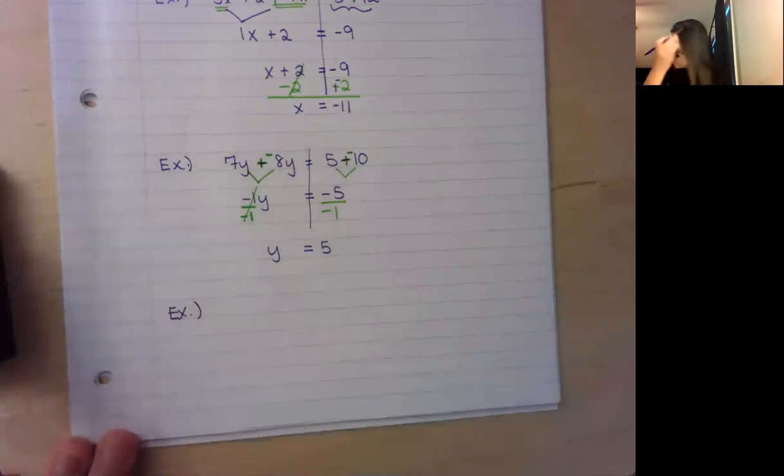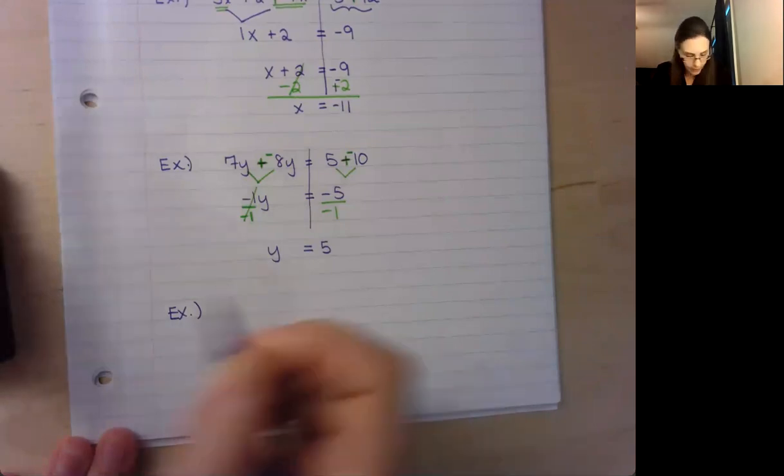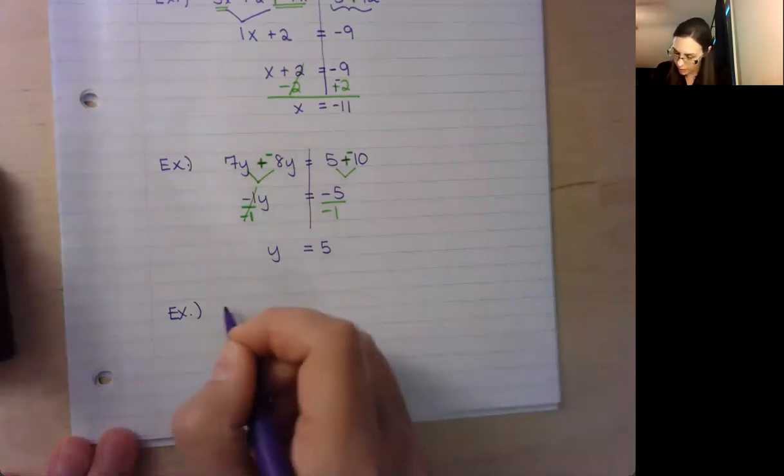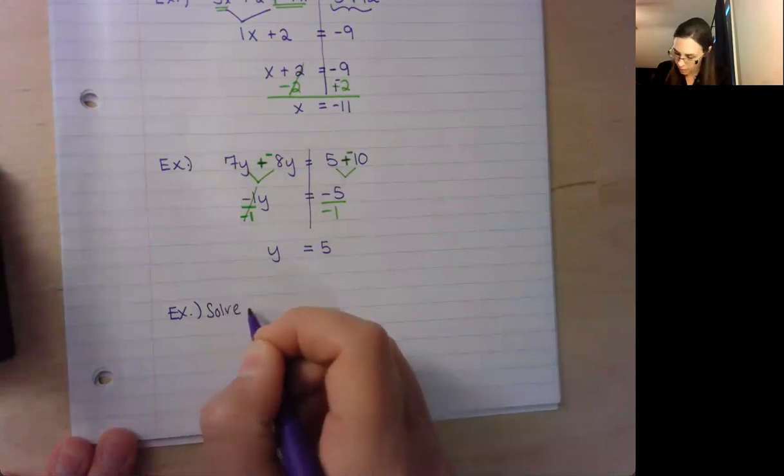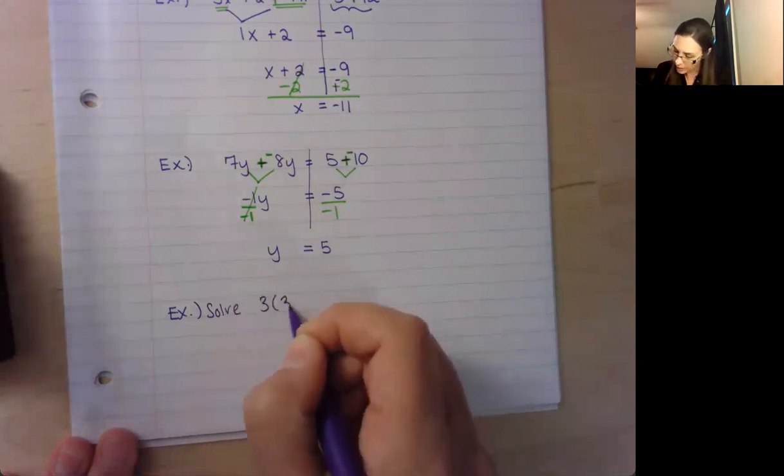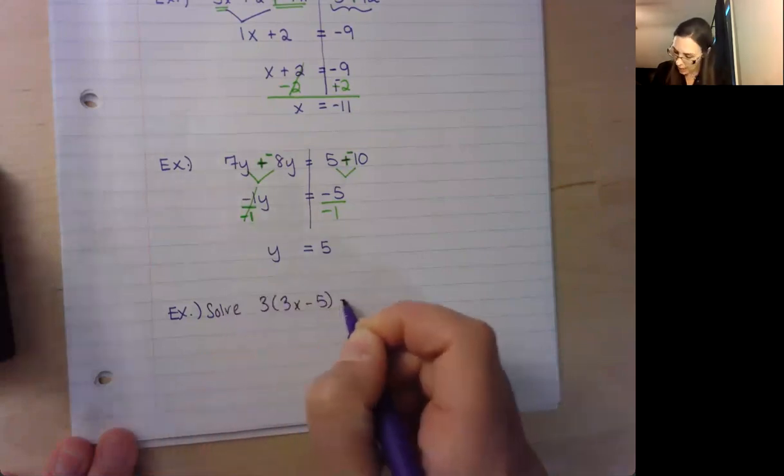Okay, so let's do another example here. Again, these are all solved. I've kind of stopped writing the word "solve" in. I apologize. So they're all solved. 3 times (3x minus 5) is equal to 10x.